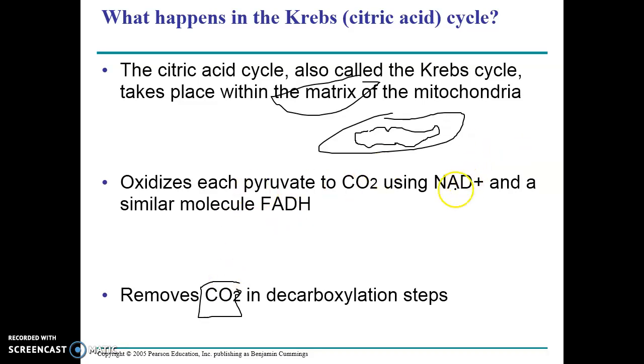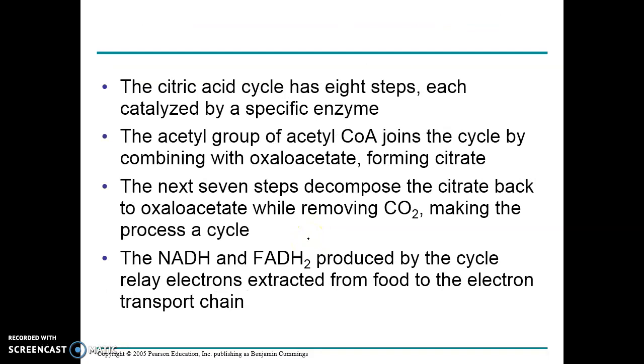Okay, and the molecules that take the electrons are NADH, and another molecule called FADH, which is similar to NADH. It just has a different structure. It needs to be that structure for the enzyme to function. We're not going to go into its structure.